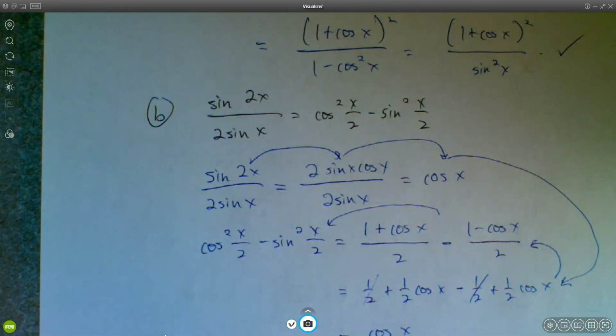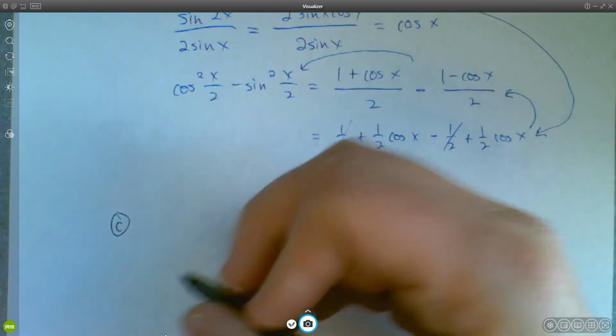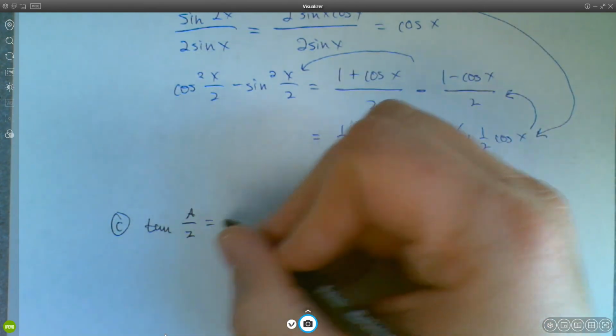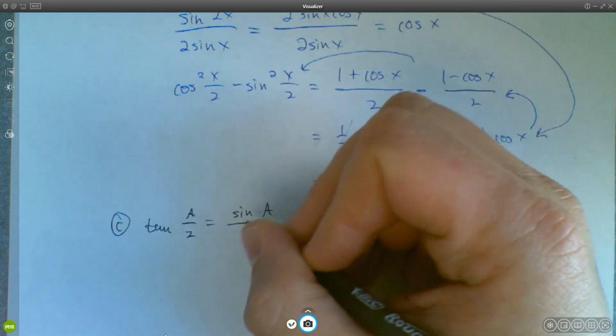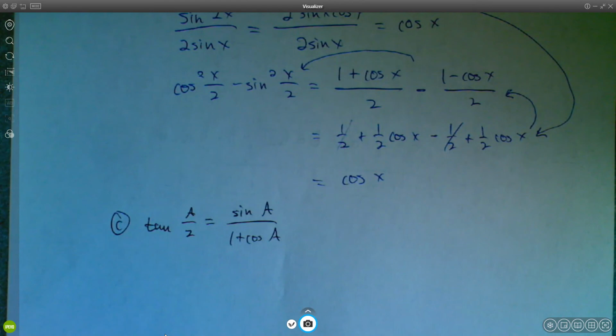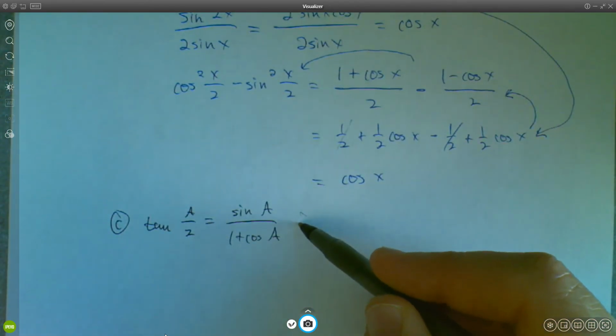Do we want to do any more of these? Let's do. I do have one more listed here, so let's do it. Tangent a over 2 equals sine a over 1 plus cosine a. Okay, go ahead and give the video... Actually, I just gave that to you. I'm not sure what I intended there. Let's skip it. I gave this to you on your formula sheet.